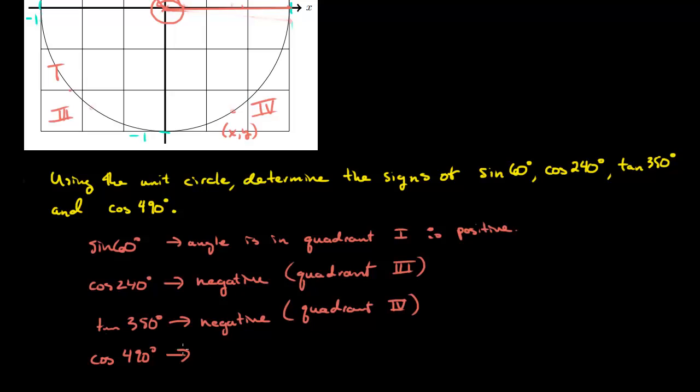So the cosine in the second quadrant is negative because the x value in the second quadrant is negative. Since the x value in the second quadrant is negative, the x value divided by the radius of the circle is going to be negative. That is in quadrant 2.